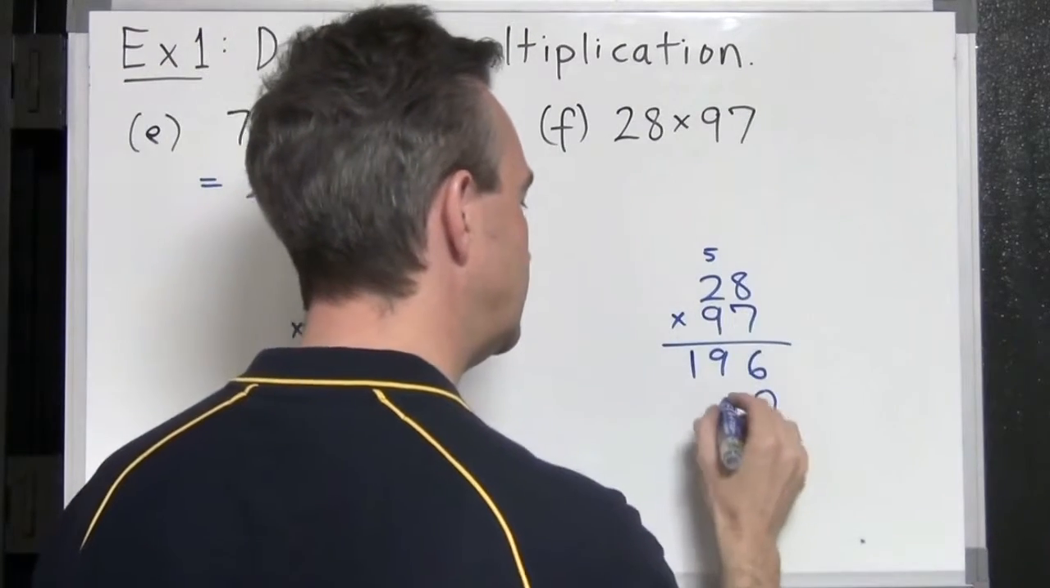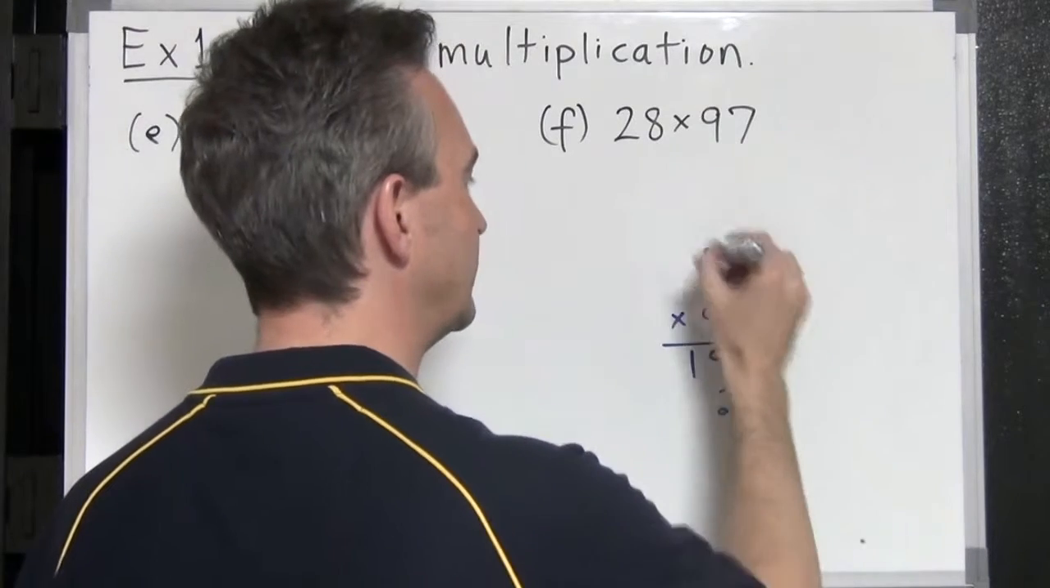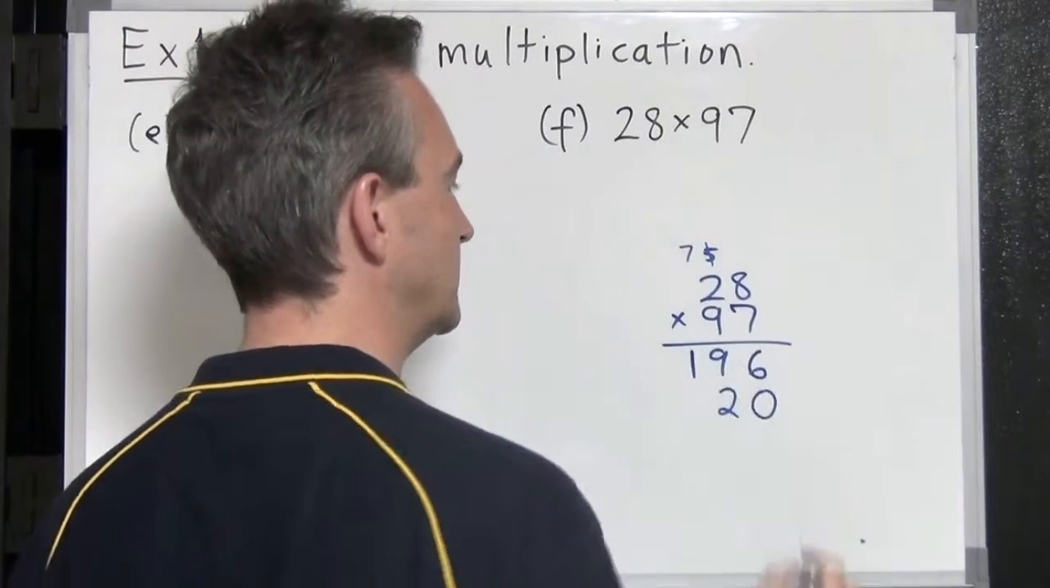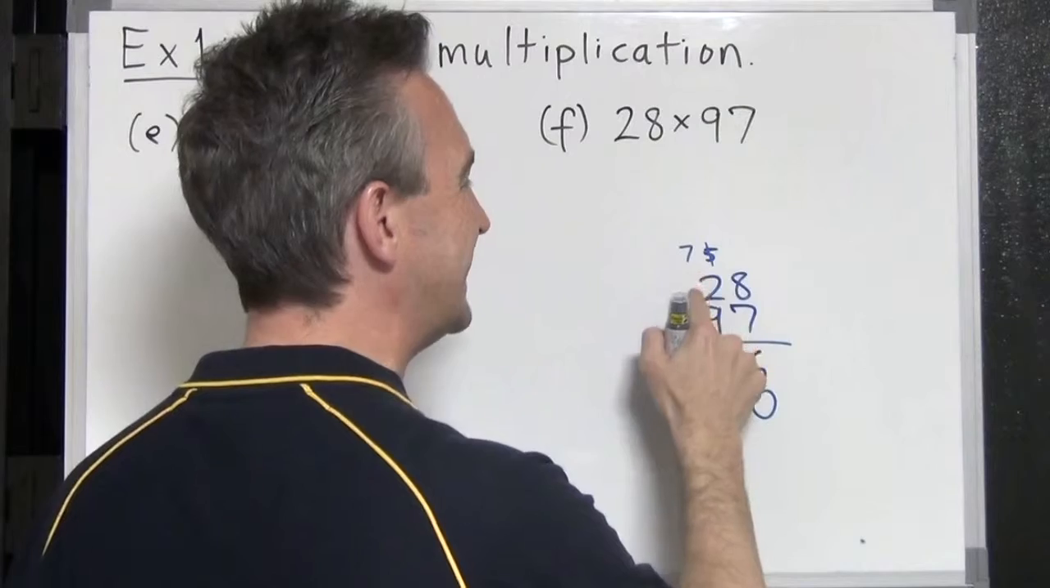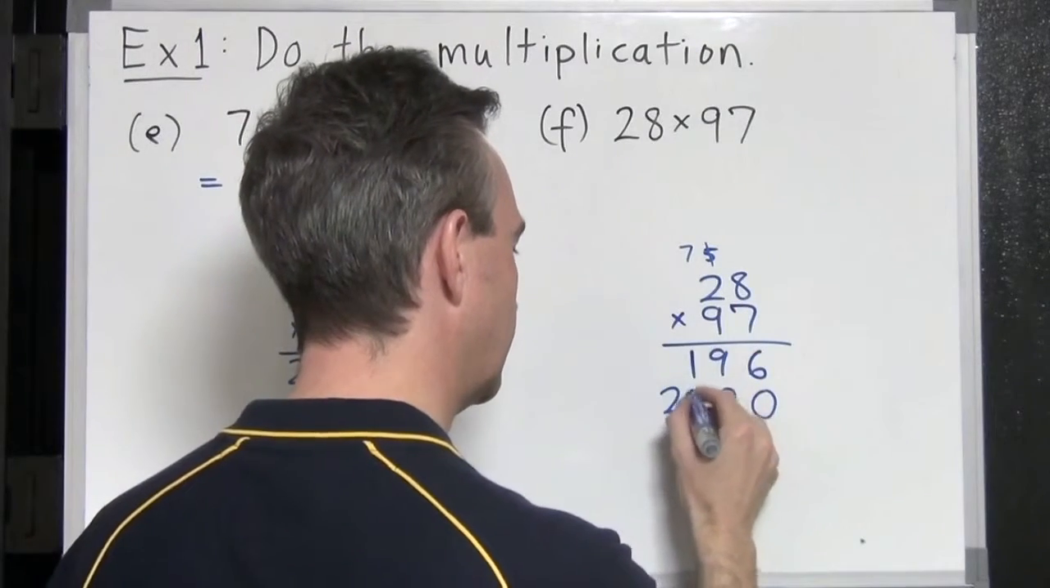9 times 8 is 72. 2 goes down. Here we're going to carry up the 7. By 5, 7 takes over. 9 2s are 18. 18 plus 7 is 25.